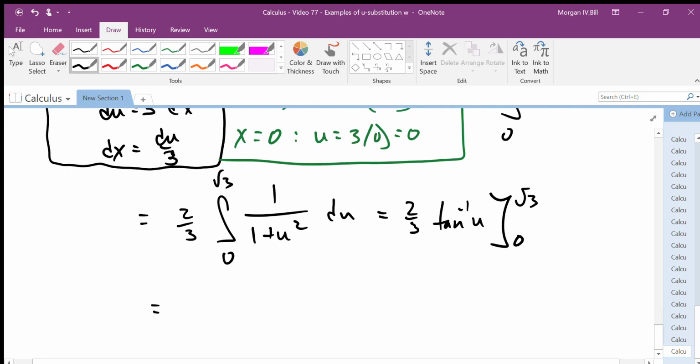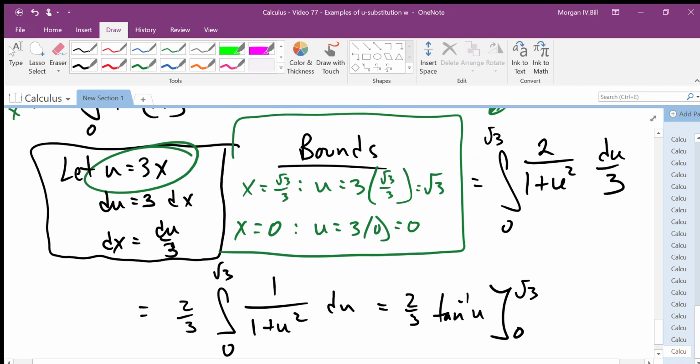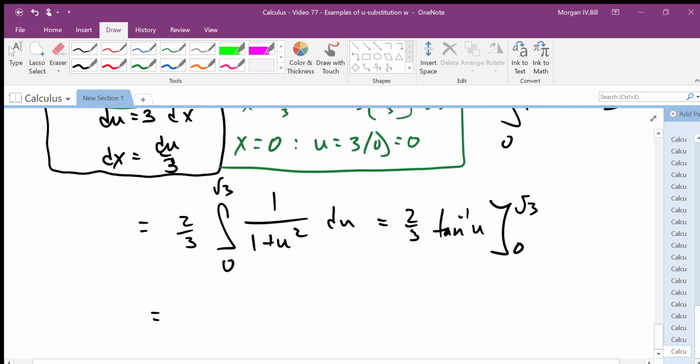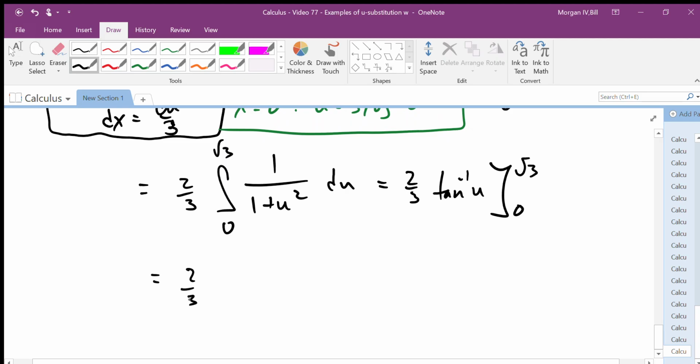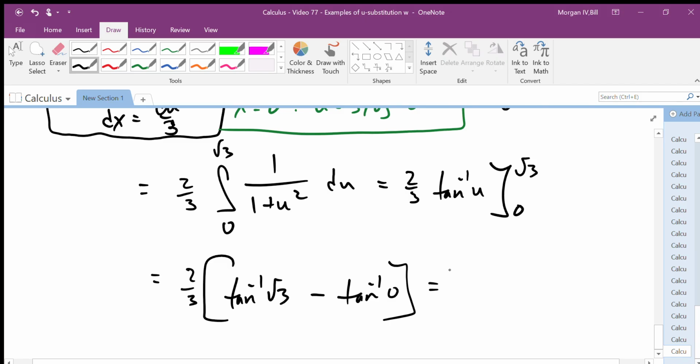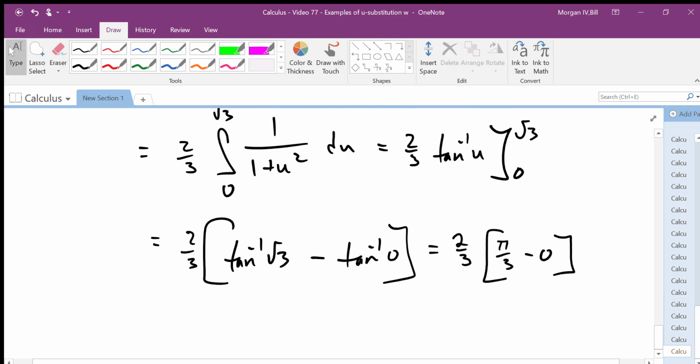But if you did not change your bounds, you would now switch back to x's. You would let u equal the 3x and then plug in your x bounds. I get 2/3. Then I have the inverse tangent of root 3 minus the inverse tangent of 0. And hopefully you remember your trigonometry. The inverse tangent of root 3, that would be pi over 3, because the tangent of pi over 3 is root 3. And the inverse tangent of 0 is 0, because tangent of 0 is 0. And multiplying that through, I get 2 pi over 9.